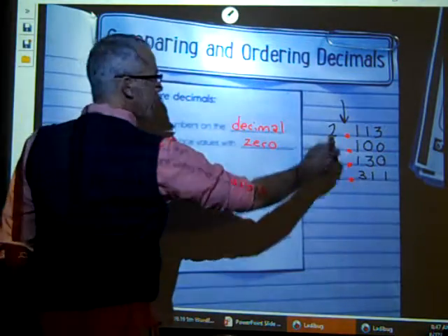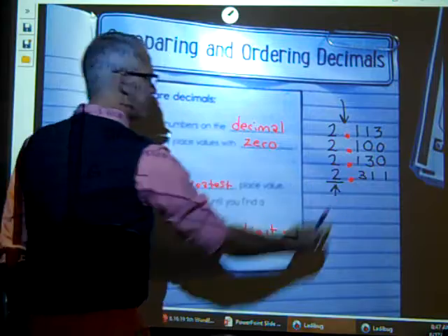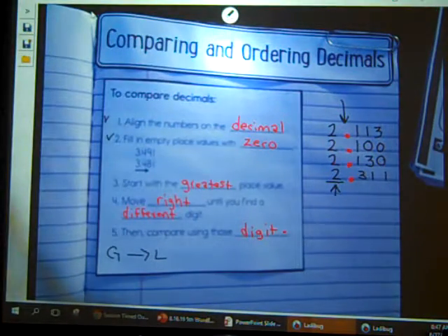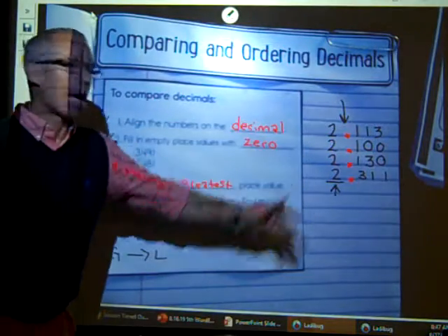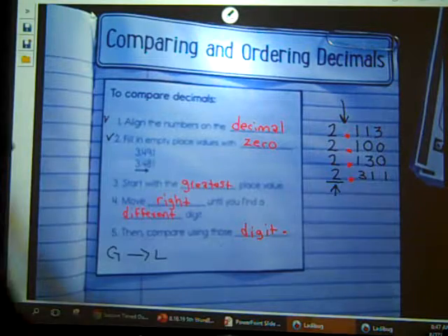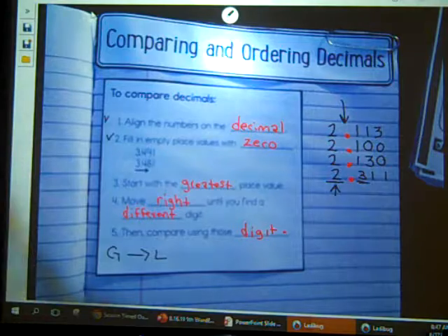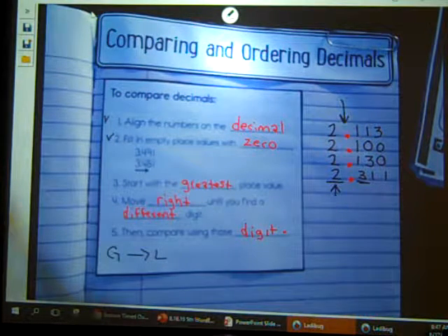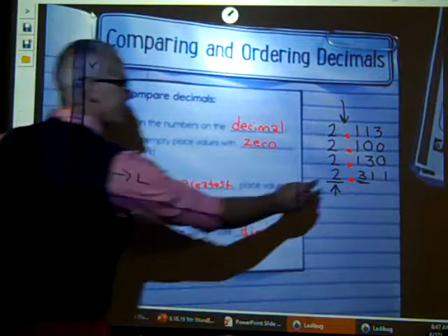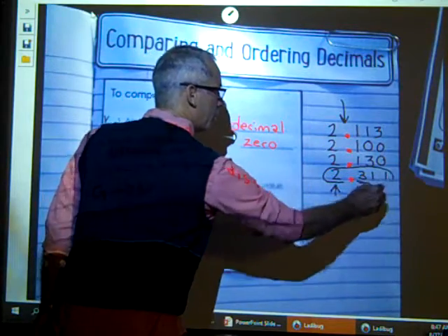So if I start with the ones place, they are all what? The same. So can I compare them right now? No. If I compare them right now, they'd all be equal. And are these numbers equal? No. Absolutely not, right? So now I go to the next digit. The next digit is in what place, class? The tenths place. Now look at the tenths place. Are they all the same? No. Is one bigger than the rest? Yes. So if this digit is bigger than the rest, then this whole number is also bigger than the rest.